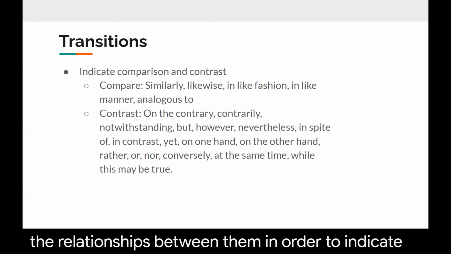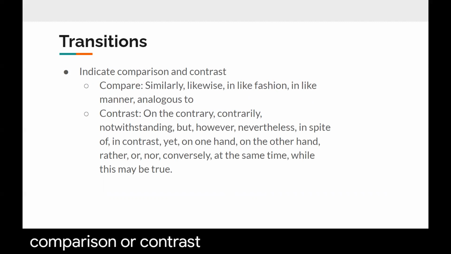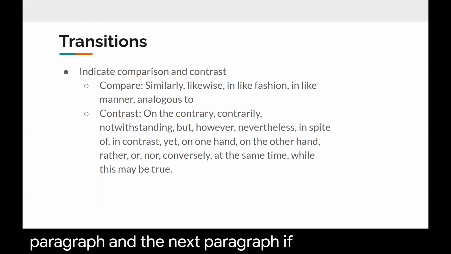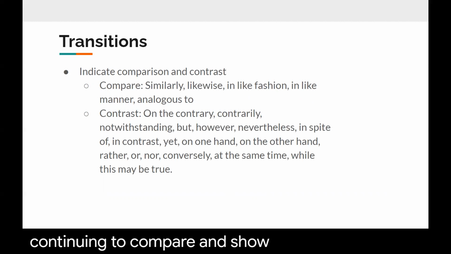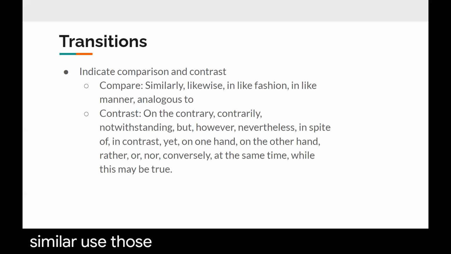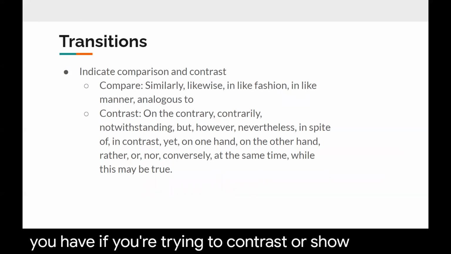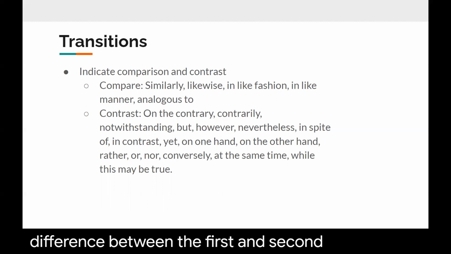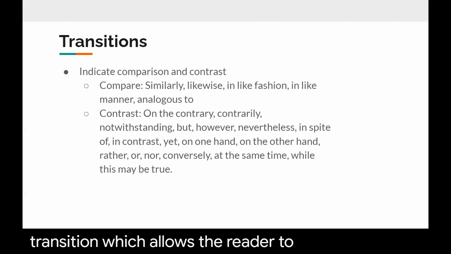In order to indicate comparison or contrast, transitions are very helpful. So you're showing whether the information in the previous sentence and the next sentence, or previous paragraph and the next paragraph, is continuing to compare and show how something is similar. Use those comparison transition words to show that you're adding on to the information that you have. If you're trying to contrast or show difference between the first and second item, then you're going to want to use a contrasting transition, which allows the reader to know, hey, they're about to refute the information previously given.